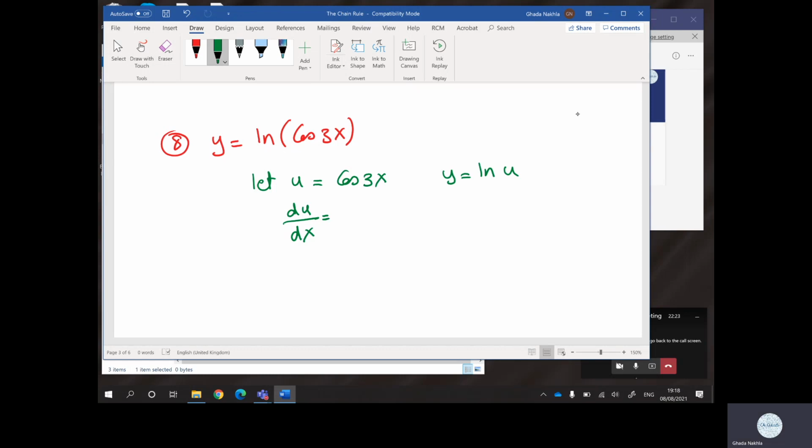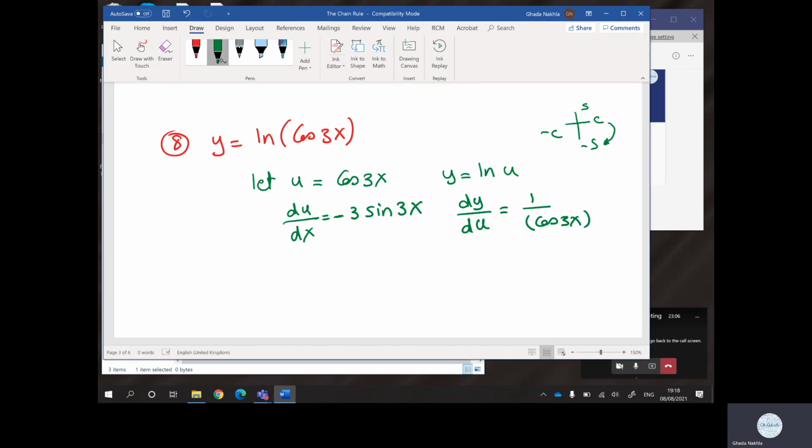Now when I differentiate cos, what do I get? If I differentiate cos, I get minus sine. So it's going to be minus 3 sine 3x. Cos kx will be minus k sine kx. And dy by du is, what does ln u differentiate to? 1 over u, and u is cos 3x.